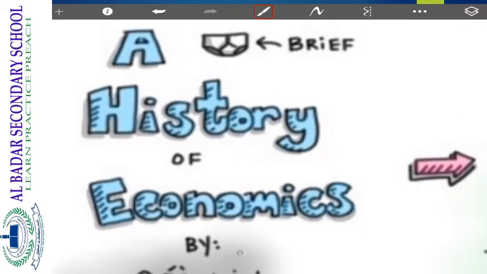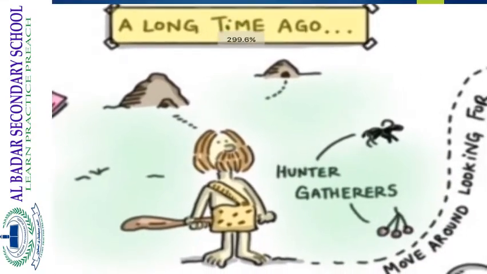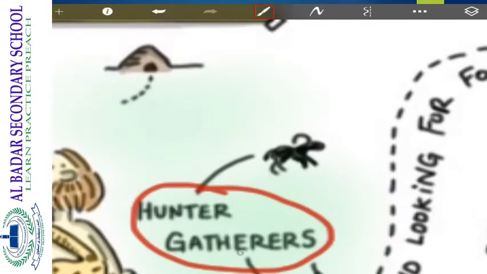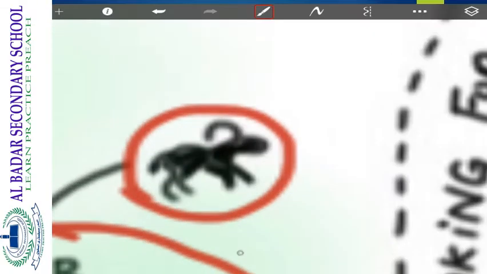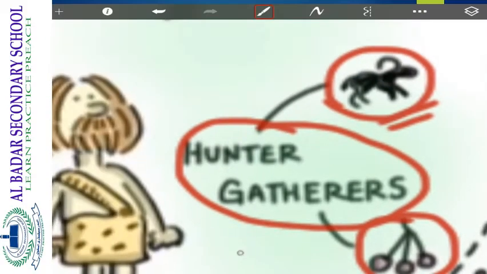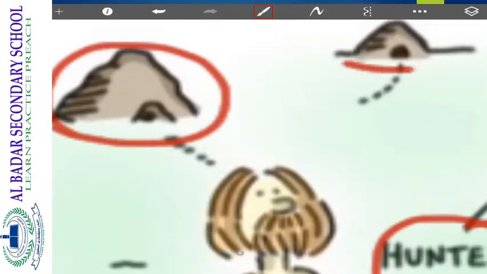This is a brief history of economics. So let's get started, a long, long time ago. We had people on the earth known as hunter-gatherers. Hunter-gatherers were people who would hunt for food and meat, particularly animals, and they would also gather berries and plants to make up the rest of their diet. These hunter-gatherers lived in caves or temporary dwellings, as they had to move around from season to season looking for different food sources.